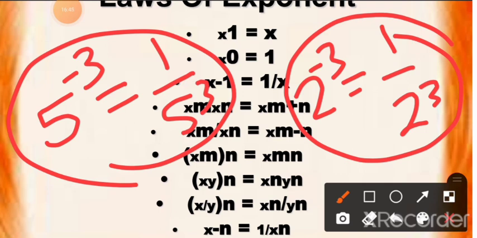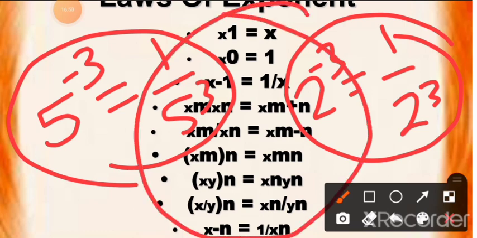Now I have completed all the laws of exponent related to the chapter on exponents. In the next video I will discuss these laws one by one, taking more examples related to these laws. We will discuss that in the next class.